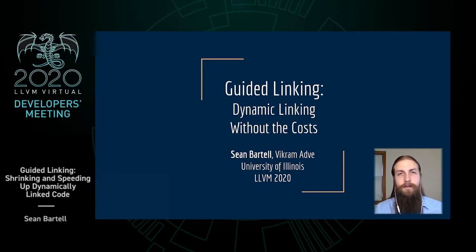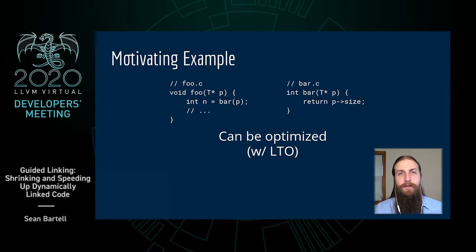I'm here to talk to you about guided linking, which is a new technique we've developed for optimizing dynamically linked code. So let's start with a motivating example. Let's say you're a developer and you have a function foo that calls a function bar. Bar is a very simple function and we'd like to inline it into foo. LLVM makes that very easy to do. Even if the functions are defined in different files, all you have to do is turn on link time optimization.